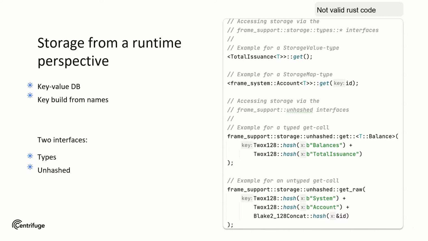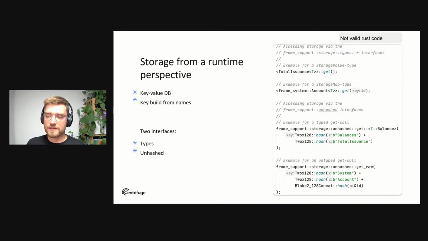But what you can also use is the unhashed interface, and in the example below, you see that we are also getting the total issuance, but instead of letting the code build the key for us, we are building the key ourselves. So we're saying, okay, hash me the balances string, hash me the total issuance string, concatenate the two, and then get me the value. And what we are actually using here is the typed get call interface, which is saying, okay, I want this to be decoded into a balance.